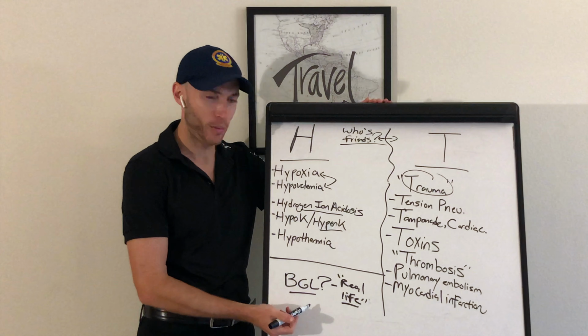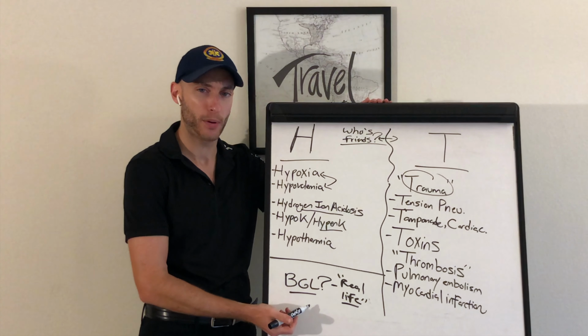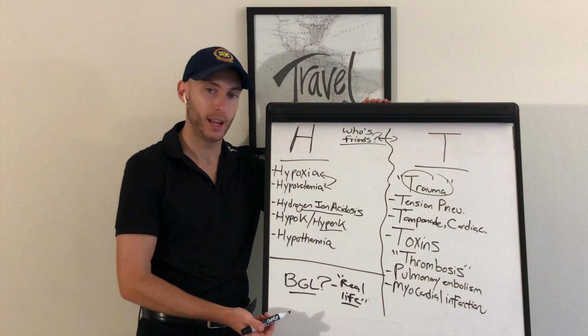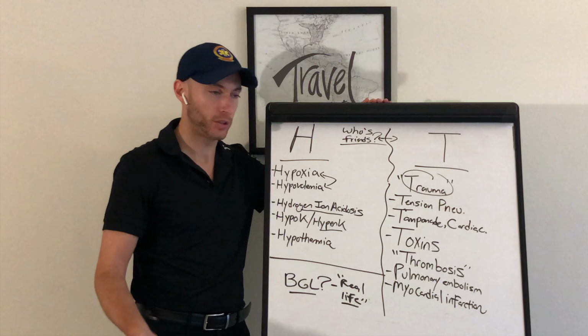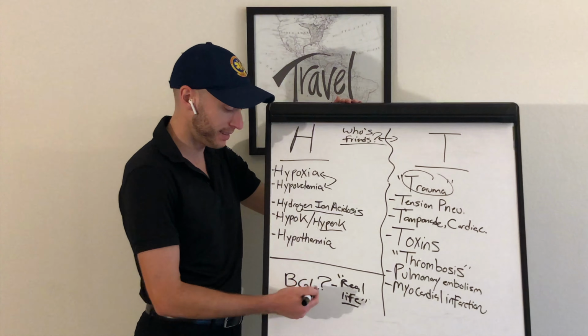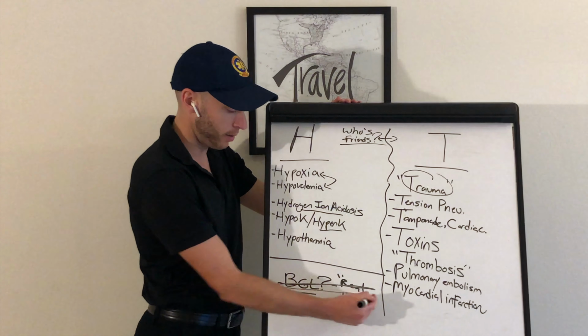Now what about hypoglycemia or hyperglycemia? That's an H. Well, it's not an H. It used to be, not anymore. So in real life, hey, if you want to get a blood sugar at this point, go for it, okay? But this is not gonna be on your test, so we're gonna get rid of it, okay?